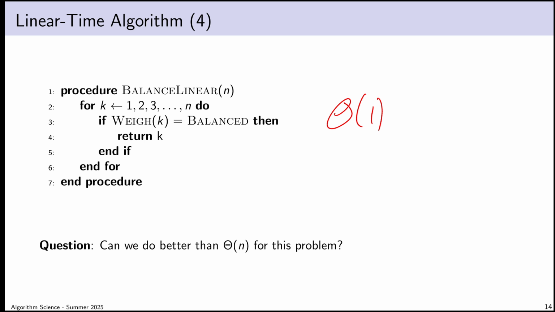So can we do better than big theta n for this problem? I guess the question is, what is my intuition? If we look at this, are there any things we can see that give us a hint that maybe we can save some time? We don't know whether the amount of time we can save is going to be an asymptotic improvement.